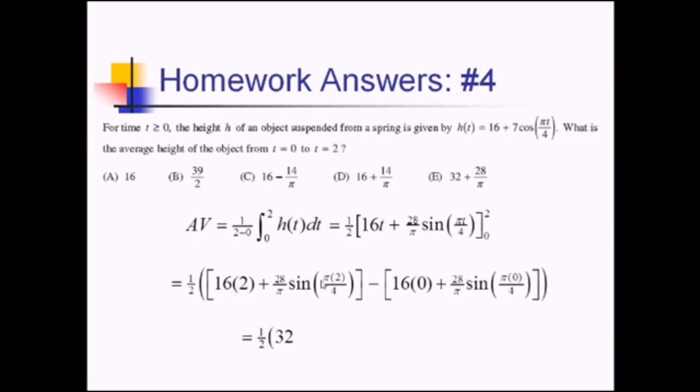And over here, let's see, this is going to be sine of essentially pi over 2. Sine of pi over 2 is just 1. So this just ends up being plus 28 over pi. And that isn't quite one of the answer choices yet, so let's go through and multiply by 1/2. That'll be 16 plus, if we reduce by 2 here, this is going to be 14 over pi. So that gives us answer choice D.